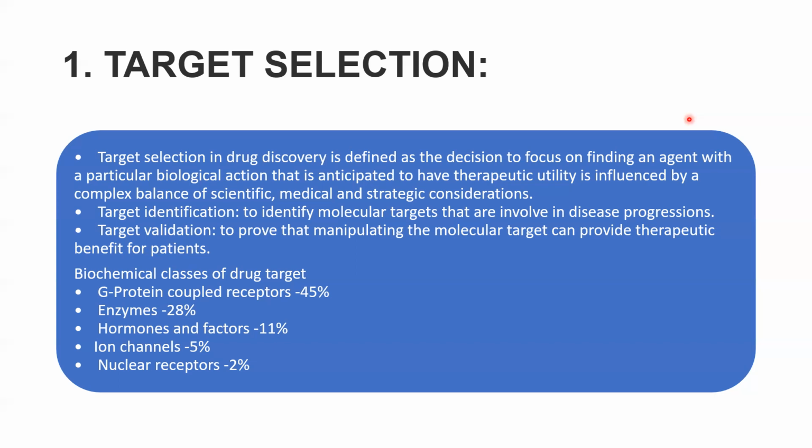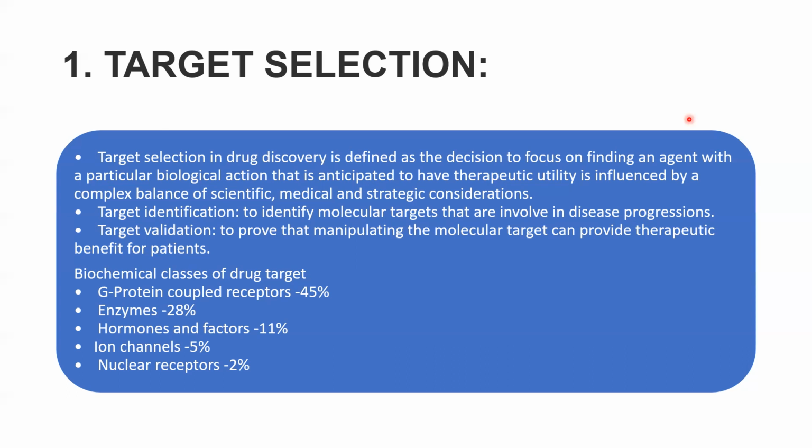That is called the target. For example, some anti-cancer drugs attack the DNA of the cancer cells. For example, cisplatin attacks the DNA of the cancer cells. And actually, the first very important thing is to identify the target. The second one is target validation.